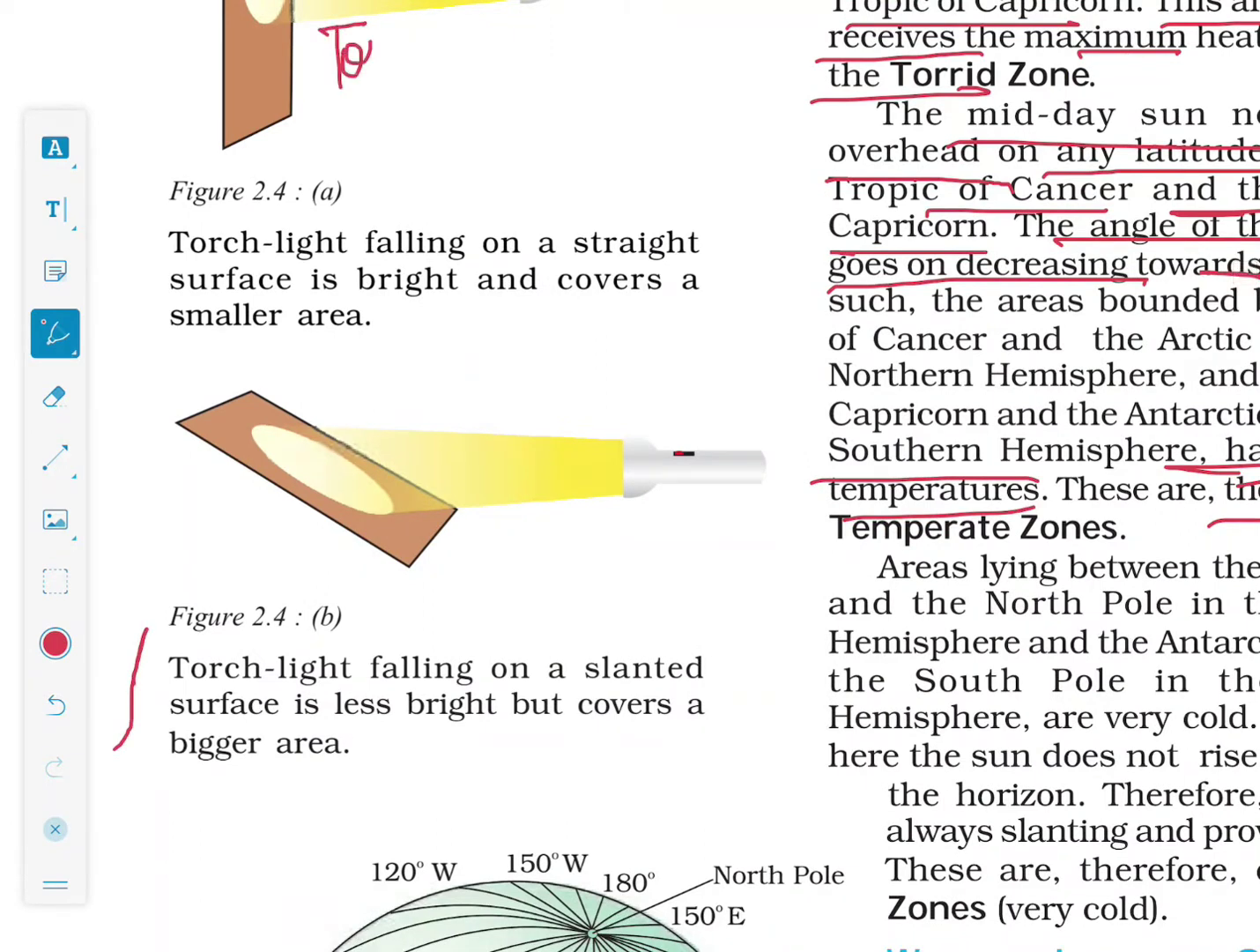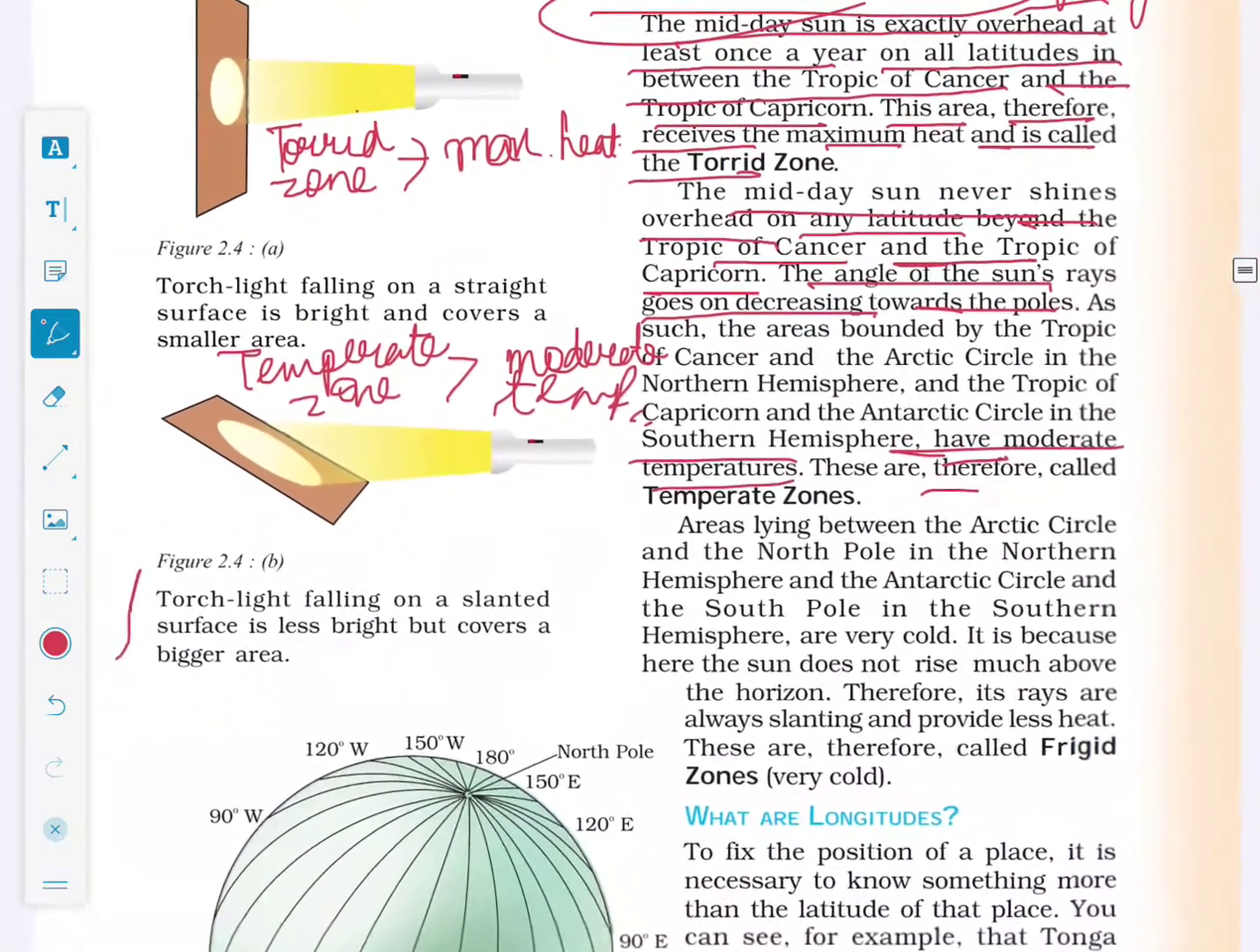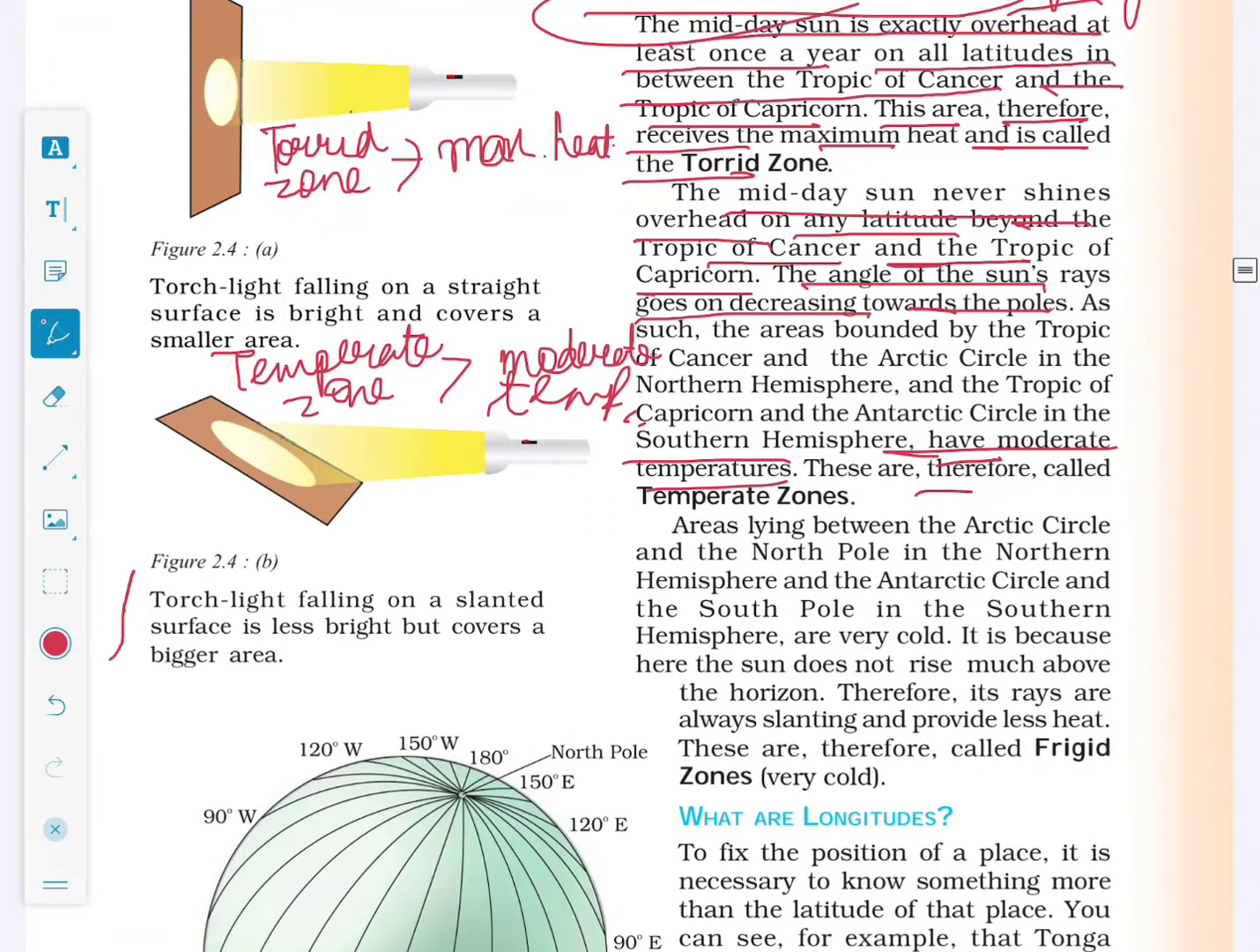Torrid zone is a zone which receives maximum heat. Temperate zone is a zone which has moderate temperature, and frigid zone has cold climate as sun rays are always slanting.